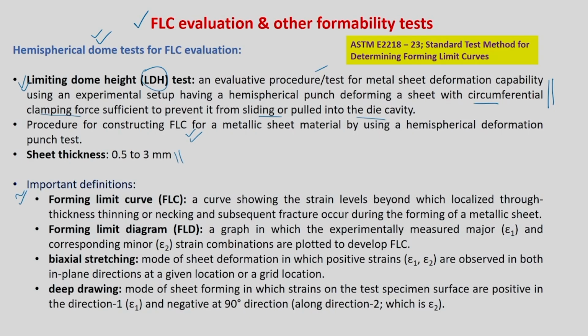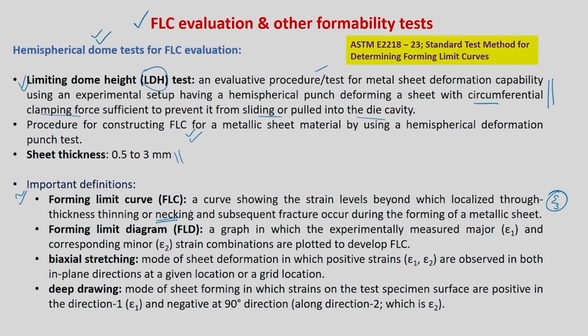One is the forming limit curve. We call it FLC. It is a curve showing the strain levels beyond which localized necking or localized through thickness thinning occurs. Through thickness thinning is nothing but necking. Through thickness thinning means epsilon 3. Whatever we discussed until now, it is nothing but epsilon 3. This epsilon 3 is very important. It should not go beyond a particular limit, otherwise necking will happen. It is also called necking, and subsequent fracture occurs during the forming of a metallic sheet.